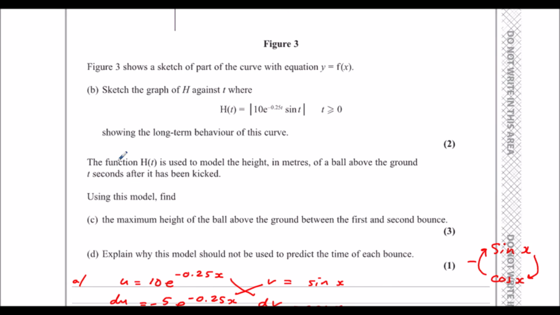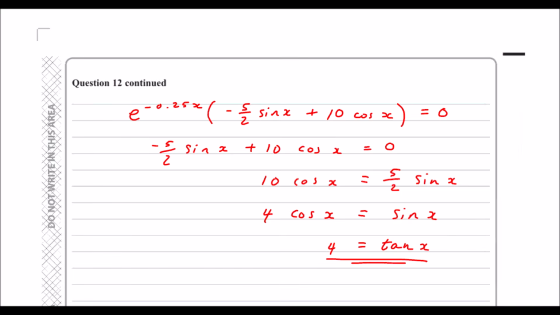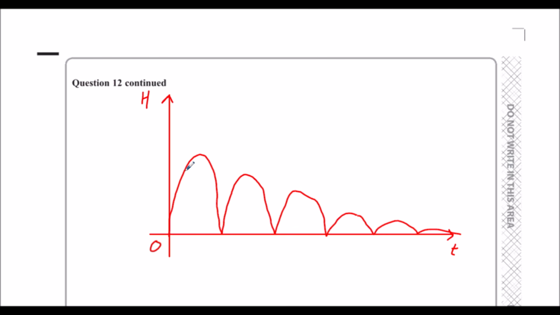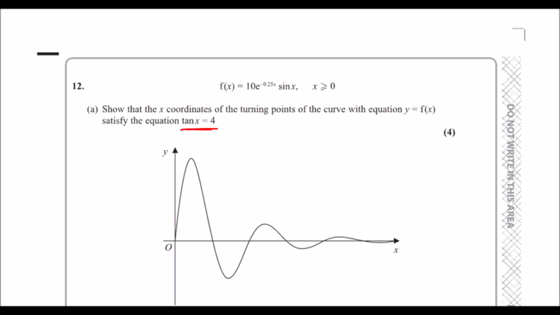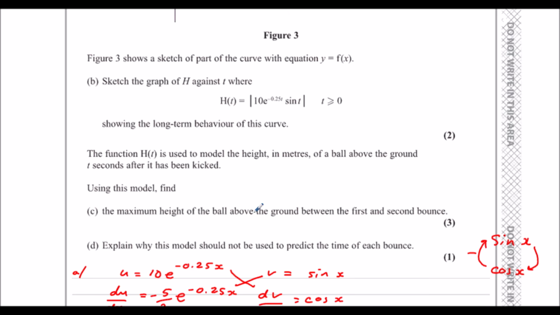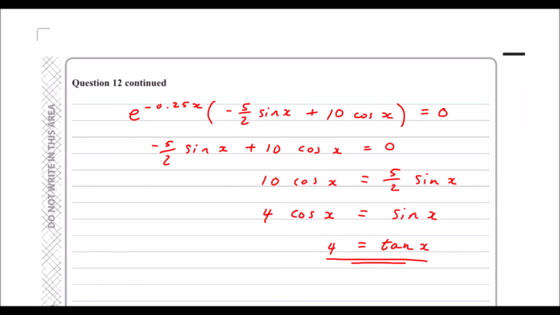And the function h of t is used to model the height in meters of a ball above the ground t seconds after it's kicked. So let's look at this and say what's going on. The ball's kicked in the air, and then it goes back down to the ground, and then it bounces up, and then back down, bounces up and down, and so on. So that's what we're dealing with. Using this model, find the maximum height of the ball above the ground between the first and second bounce.